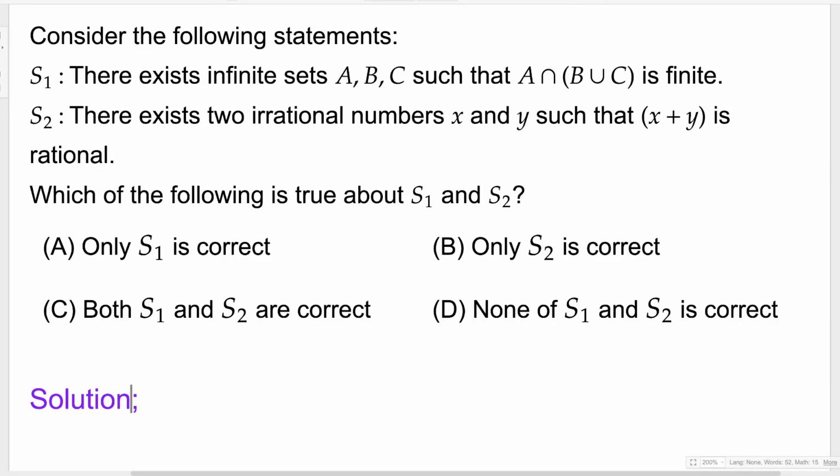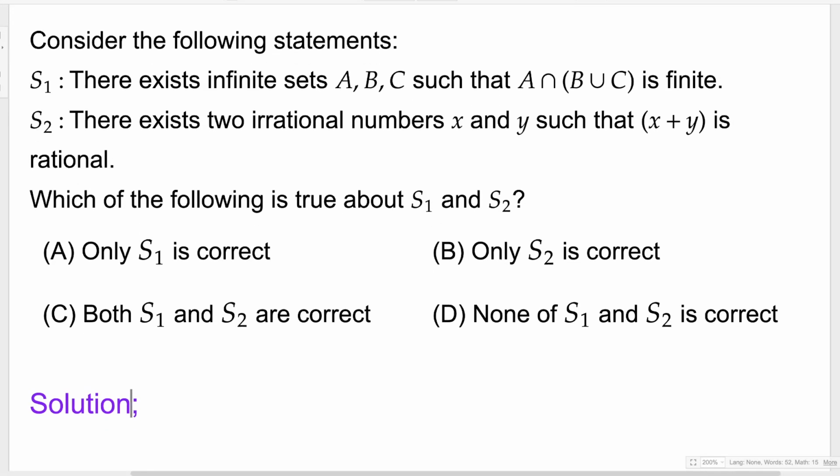So consider this problem statement. Here some statements are given, statement S1 and S2. S1 says that there exists infinite sets A, B, C such that A intersection (B union C) is finite. Statement S2 says that there exist two irrational numbers x and y such that x plus y is rational. Which of the following statements is true about S1 and S2?